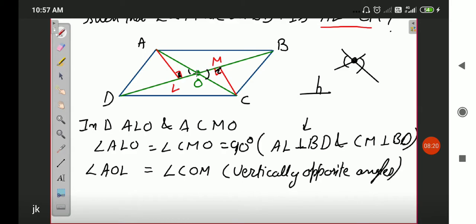And lastly, AO and OC are also equal. Why are these two equal? Because diagonals of a parallelogram bisect each other.